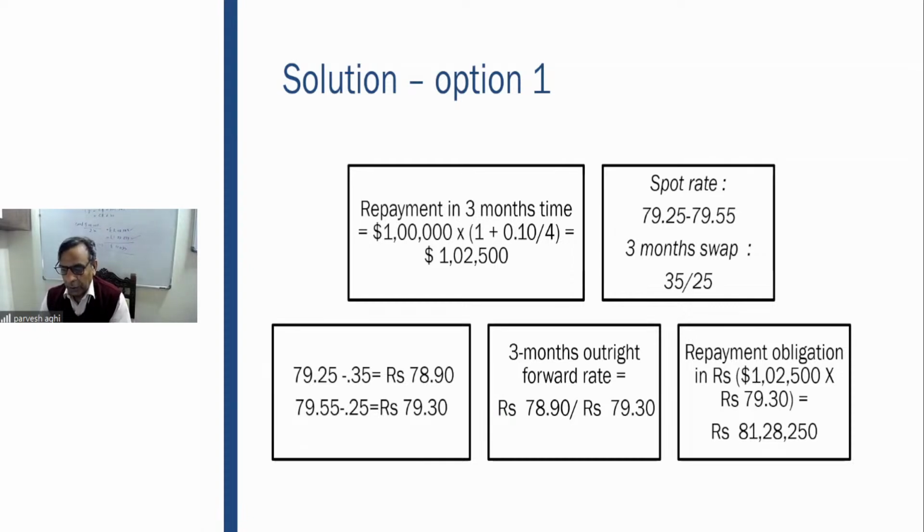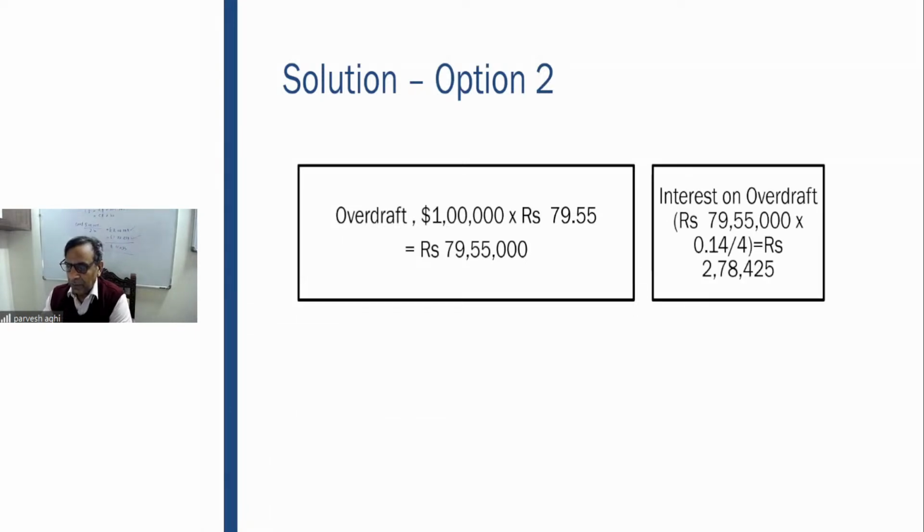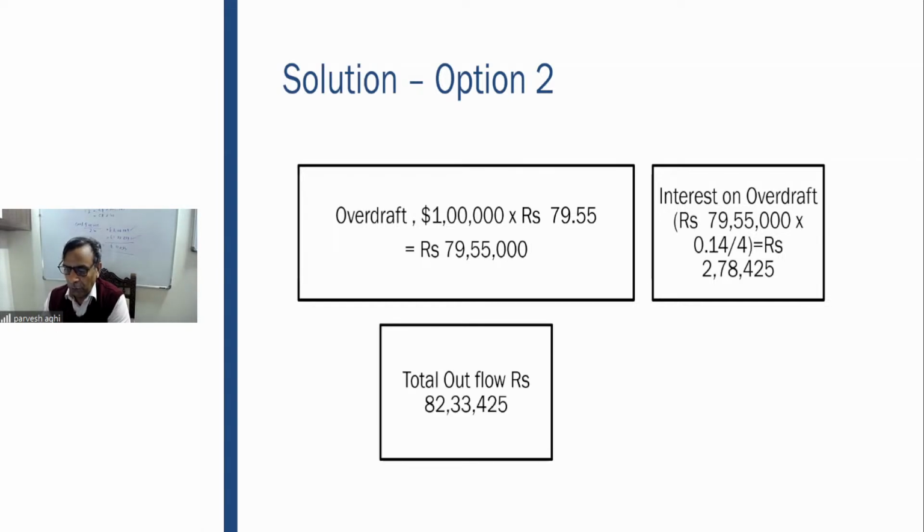The only difference in this question is that the swap points are given in decreasing order, so to calculate the forward rate we have to minus them from the spot rate. So we arrive at the rates. That's the only difference. And then the overdraft facility. We just simply add the interest, because he's using the spot rate to get his money, which is 79.55, which means he's going to pay 79,55,000. But then he has to pay interest because he's going to use the overdraft facility, which will be 2,78,425. Total outflow will be this much.